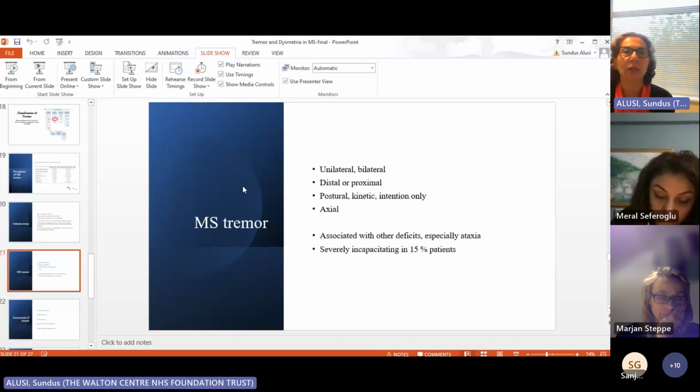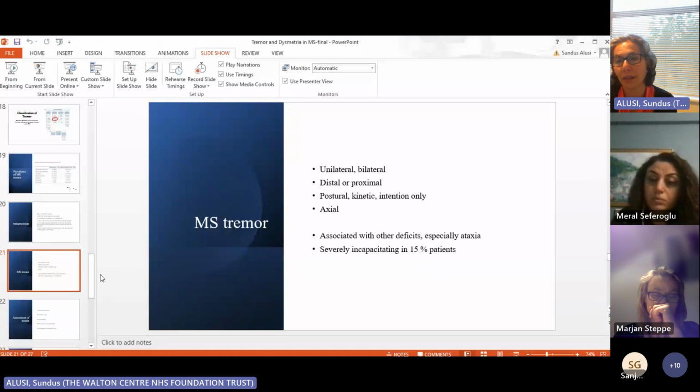And then you can get an axial tremor. So axial meaning the whole trunk will be shaking and titubating. A lot of you would have seen a lot of MS patients sat in their wheelchair shaking violently. Have you all come across that? Yeah? It's really, really severe and very devastating and very difficult to treat. And it's regarded as incapacitating in 15% of patients.